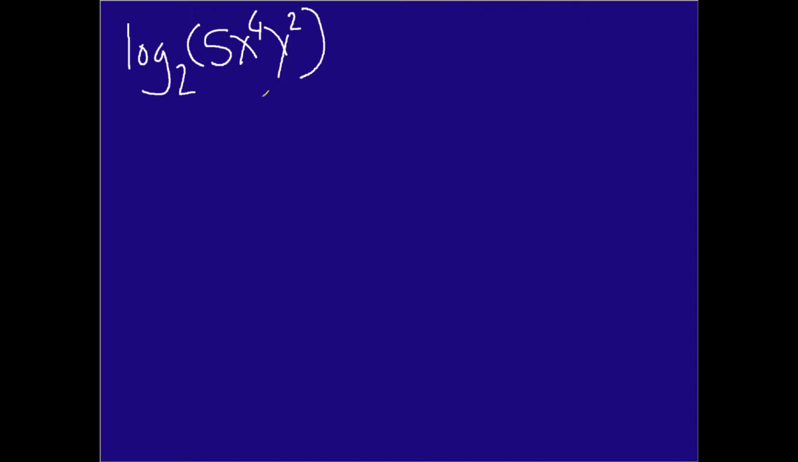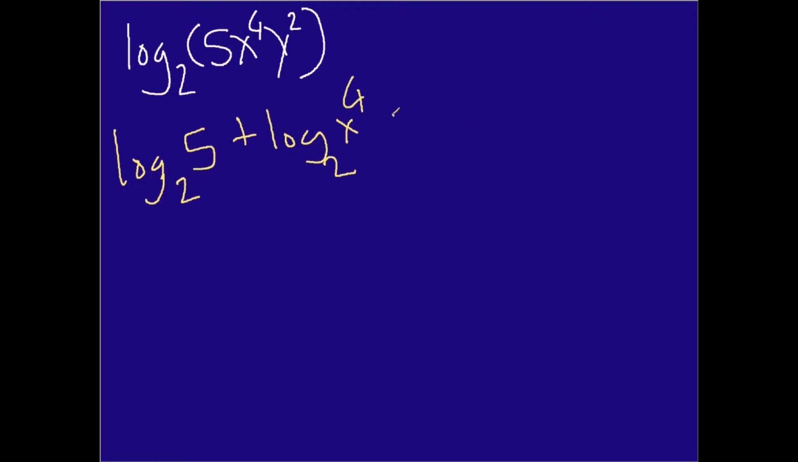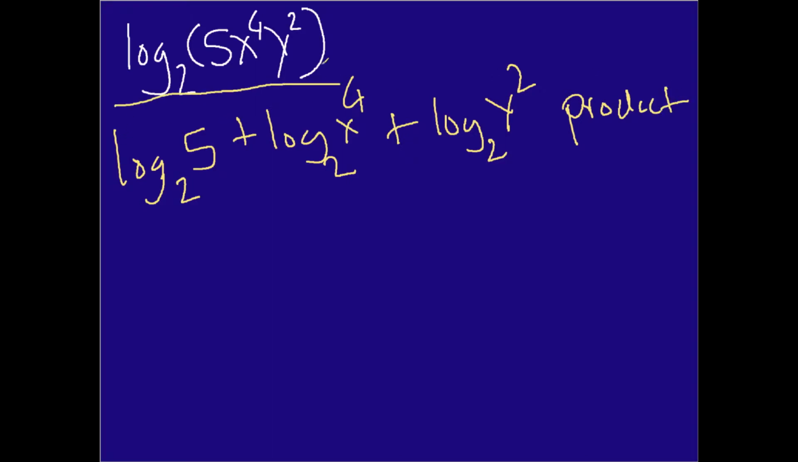So basically what's going to happen is this. We're going to get log base 2 of 5, because everything is base 2, with the 5 up top, plus log base 2 of x to the 4, plus log base 2 of y squared. This is an example of using the product property. This expression down here is the same as the one above, but it's stretched out. But we're not quite done. We can actually do more.